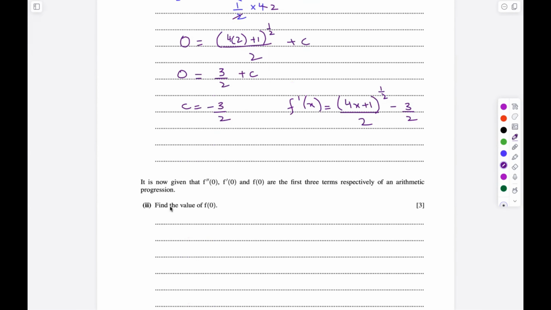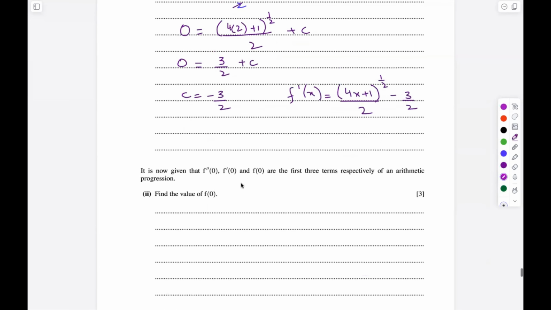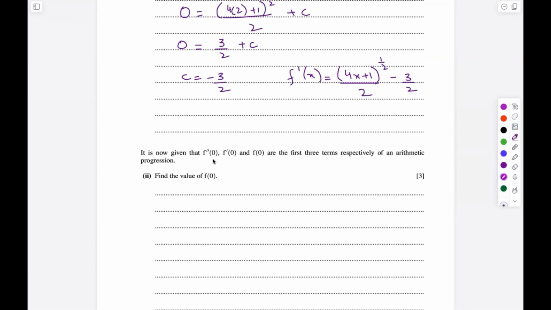In part 2, it says it is now given that f double derivative of 0, f dash of 0 and f of 0 are the first 3 terms of an arithmetic progression. We have to find the value of f of 0. Now, as it is an arithmetic progression, it means that 3 consecutive terms have a common difference.